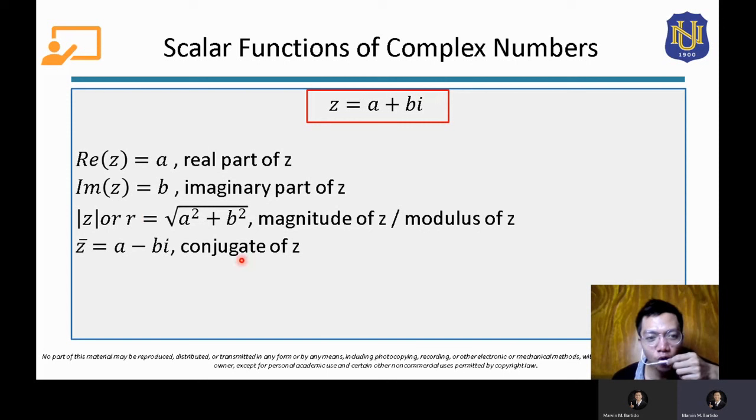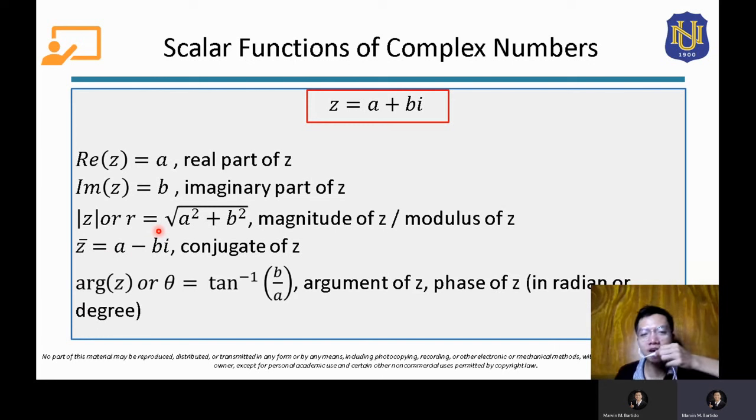Now, the conjugate of your complex number is denoted by z bar, and it will be a minus bi. If your given complex number is z = a + bi, for its conjugate you just change the sign before the imaginary part. So this positive sign will just be negative. So this will now be your conjugate. And it will also work vice versa. If your given complex number is a minus bi, its conjugate is a plus bi. You just have to change the sign before the imaginary part, and that will be the conjugate of that complex number.